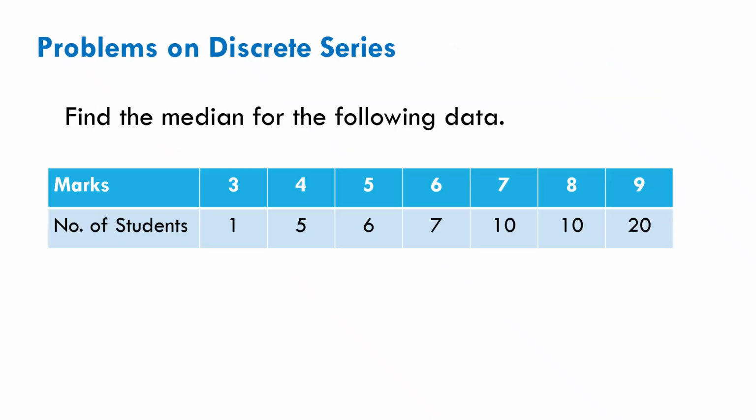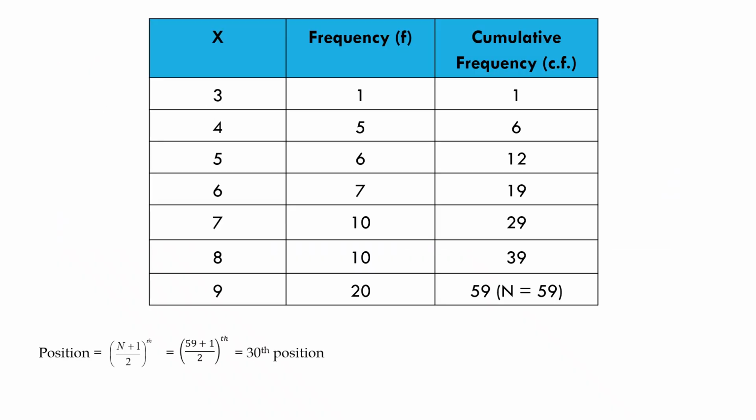Let us solve problems on median for a discrete series. In a discrete series, the observations are given along with their corresponding frequency values. So in this problem, the marks are considered as observations and the number of students are considered as frequencies. Now we have to calculate the median for the given data. Here we consider the marks as x and the number of students as frequency f.